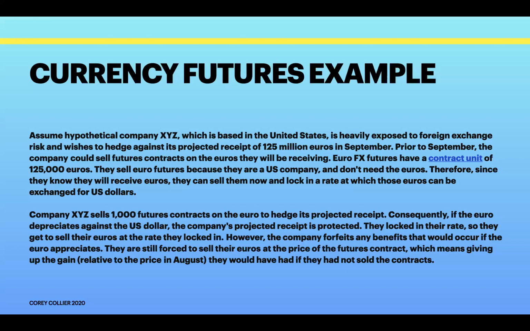Are you guys following that? I'm gonna read that again. If the euro depreciates against the dollar, the company's projected receipt is protected because they locked in their rate, right? So they get to sell their euros at that locked in rate. However, the company forfeits any benefits that would occur if the euro appreciates. So it can go either way.